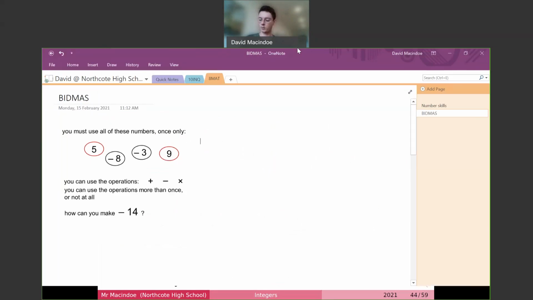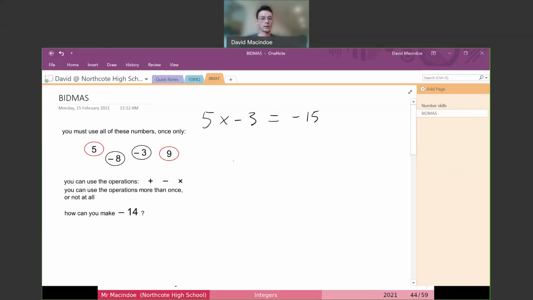Okay, so what I would do is I would just look at these numbers and go, all right, I want to get to -14. So what I want is I want to be in the negatives, right? So one thing I know is if I times a positive by a negative, I get a negative answer. So if I do 5 times -3, that's going to give me -15, which is pretty close.